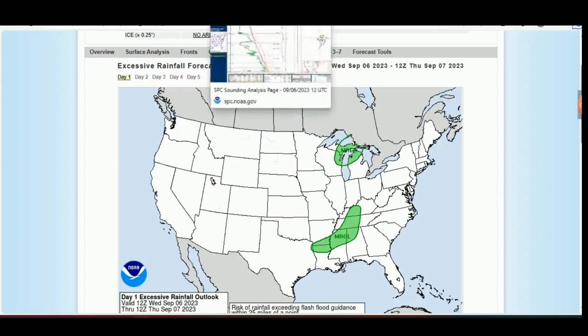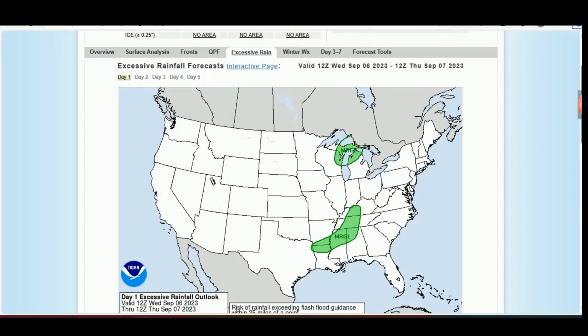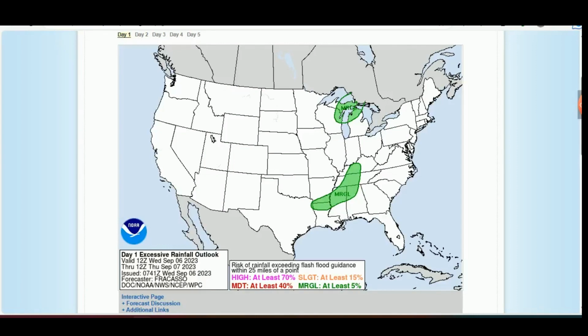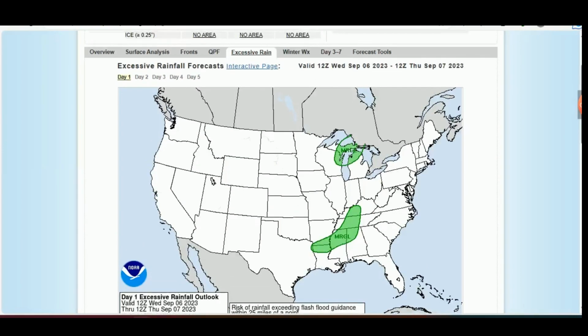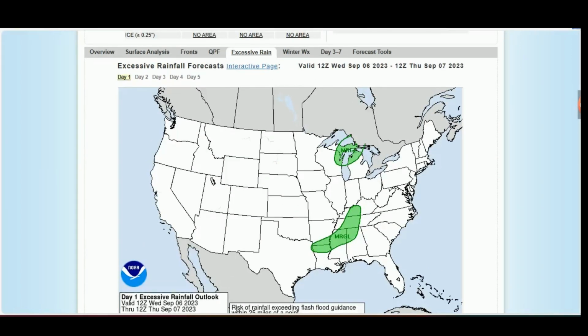So also to note, we do have a marginal risk of excessive rainfall. So this is just the risk of rainfall exceeding flash flood guidance. And so the marginal risk for lower Mississippi and Tennessee valleys as well. So now that'll cover the forecast portion of this video.